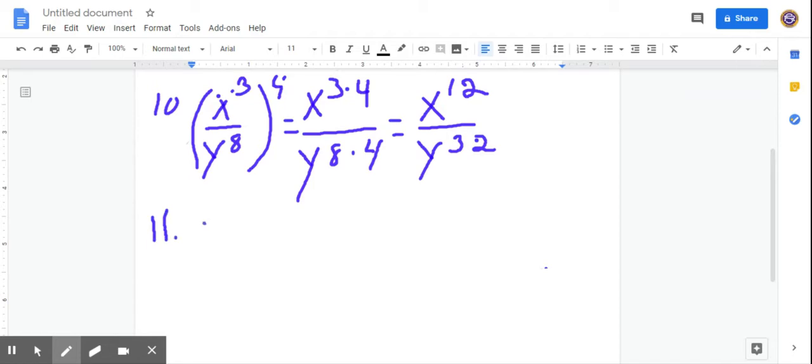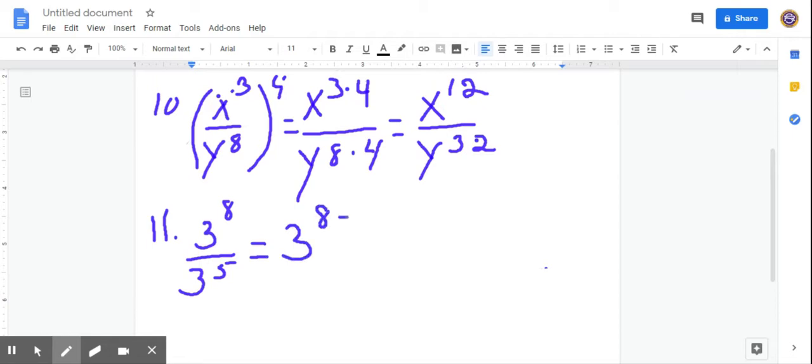Number 11 is 3 to the 8th over 3 to the 5th. Now, some of you made this a very complicated problem or more work than necessary and multiplied 3 8 times and multiplied 3 5 times and then reduced. But again, the 3's, remember, are your base. So you keep the base, and when we divide, we subtract exponents.